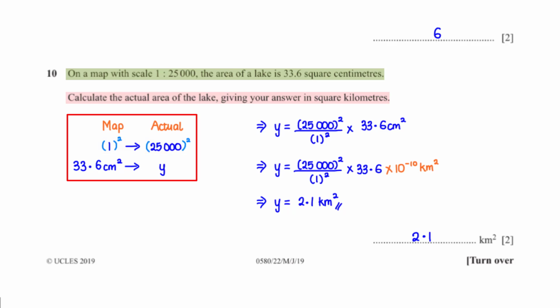We know the area of the lake on the map is 33.6 centimeters squared, and we want to find the actual area of the lake. This is what we are calling y. When we cross multiply and make y the subject, this is what we get. To convert centimeters squared to kilometers squared, we multiply 33.6 by 10 raised to the power -10. When we type this into the calculator, we get 2.1 kilometers squared.